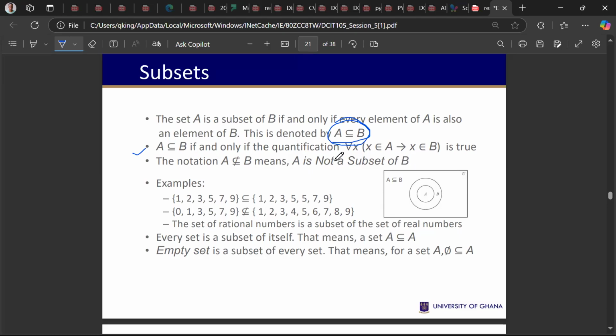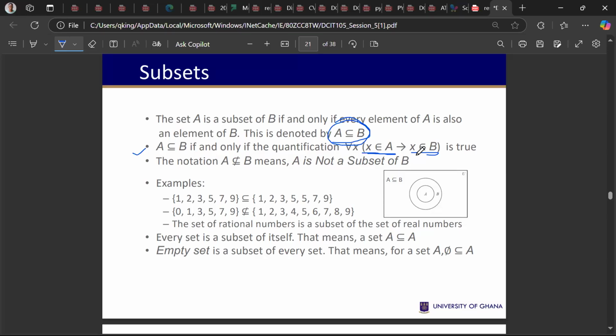And so what this means is that x is an element of A, and then this also means x is also an element of B. This basically implies the same as saying that every element of A is also an element of B, which is the definition of the subset that we've been talking about.